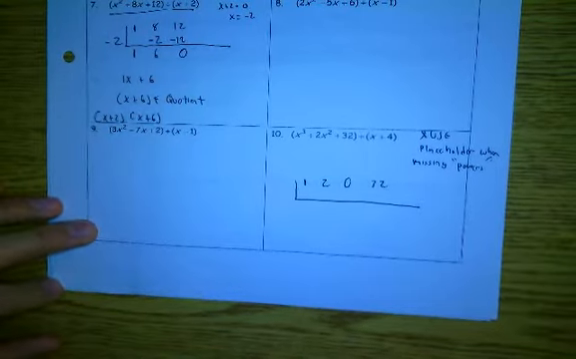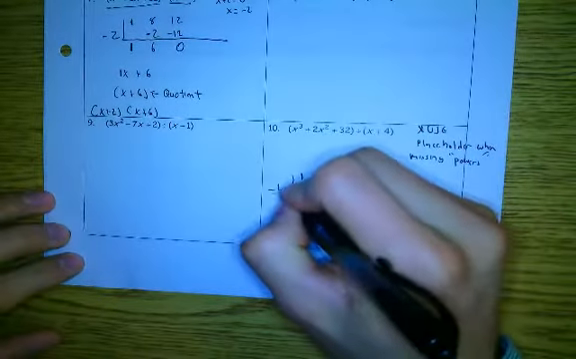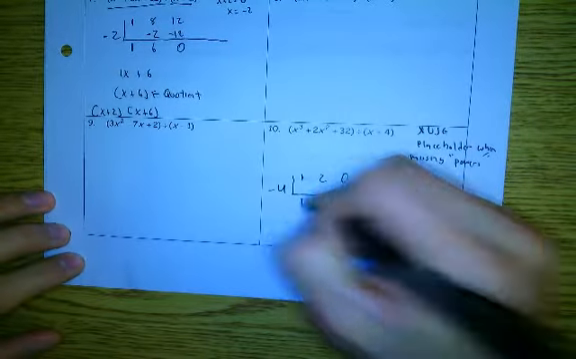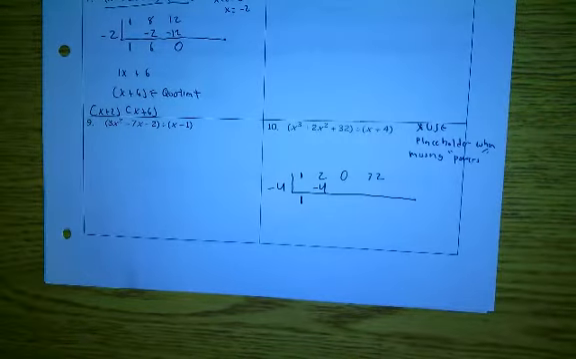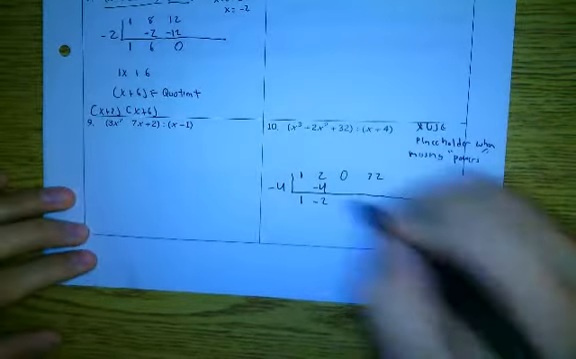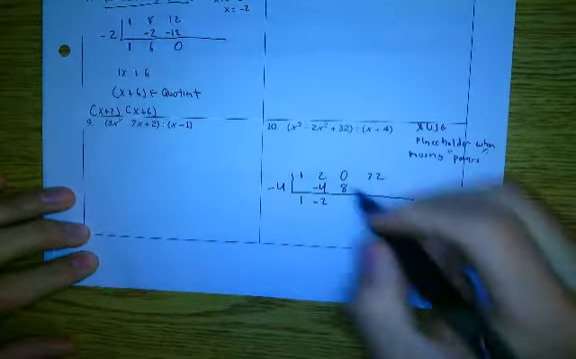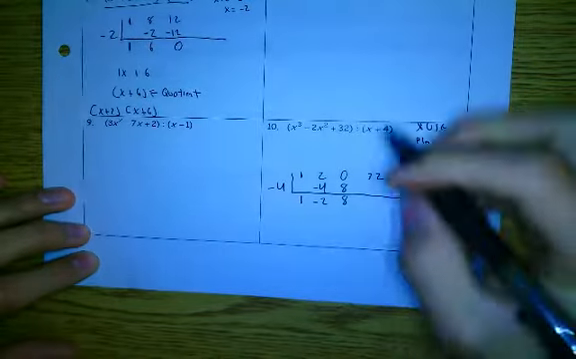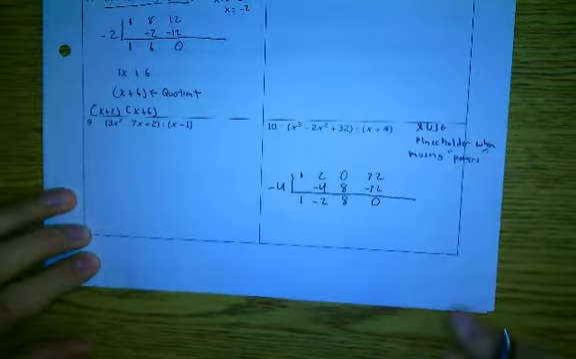Now, what goes on the outside? What's my divisor in this case? -4. So you're going to bring down the 1. 1 times -4 is -4. 2 plus -4 is -2. -2 times -4 is 8. Bring down 8. 8 times -4 is -32. So what's your quotient?